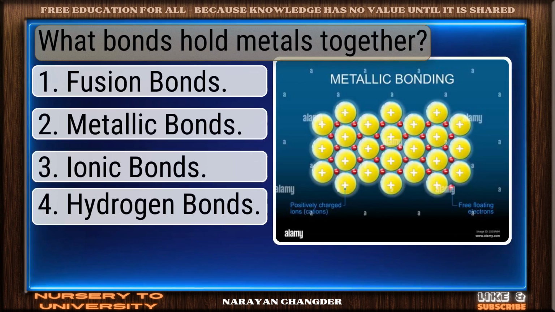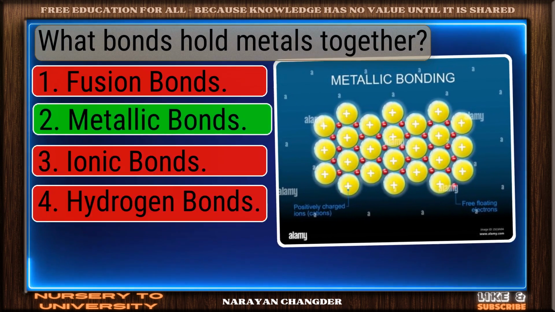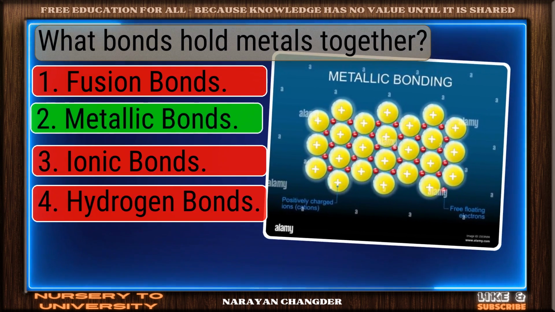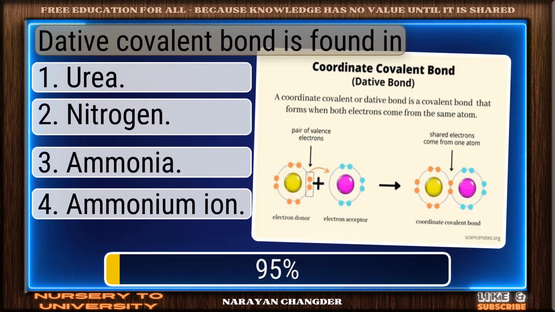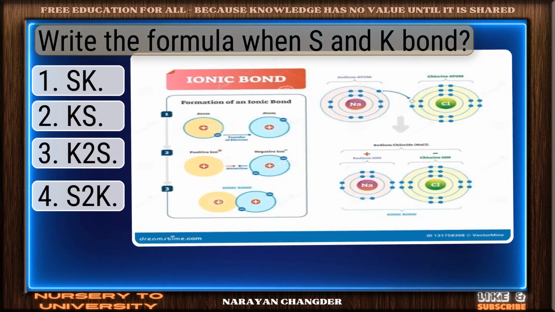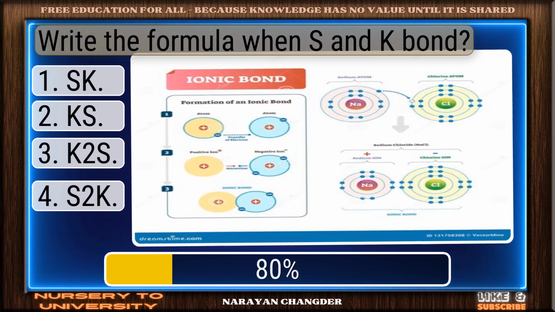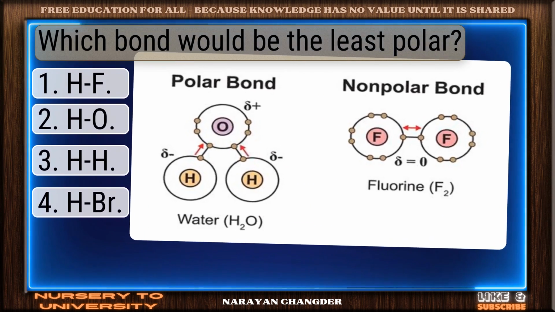Not so well done. What bonds hold metals together? Well-articulated, metallic bonds. Dative covalent bond is found in. Accurate answer, ammonium ion. Write the formula when S and K bond. Well, supporters? Which bond would be the least polar?